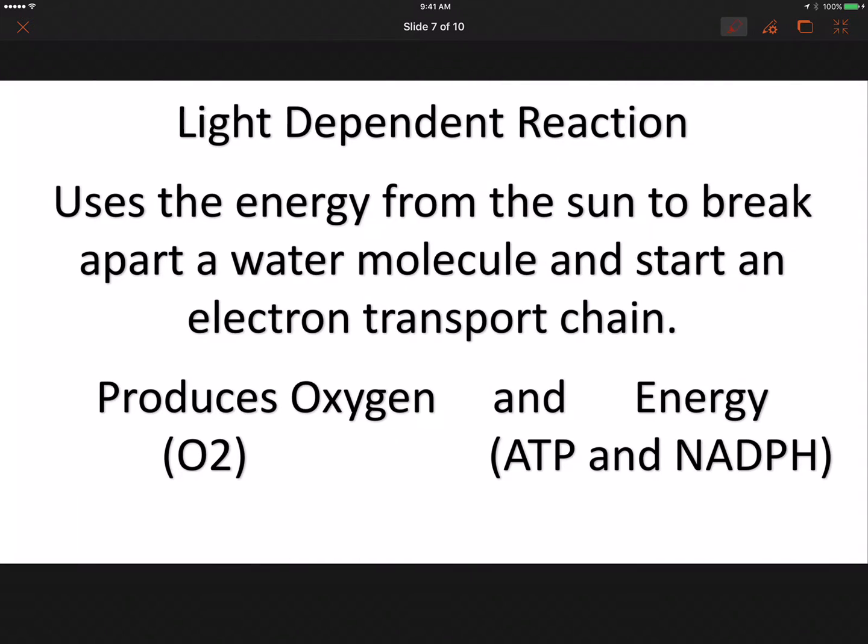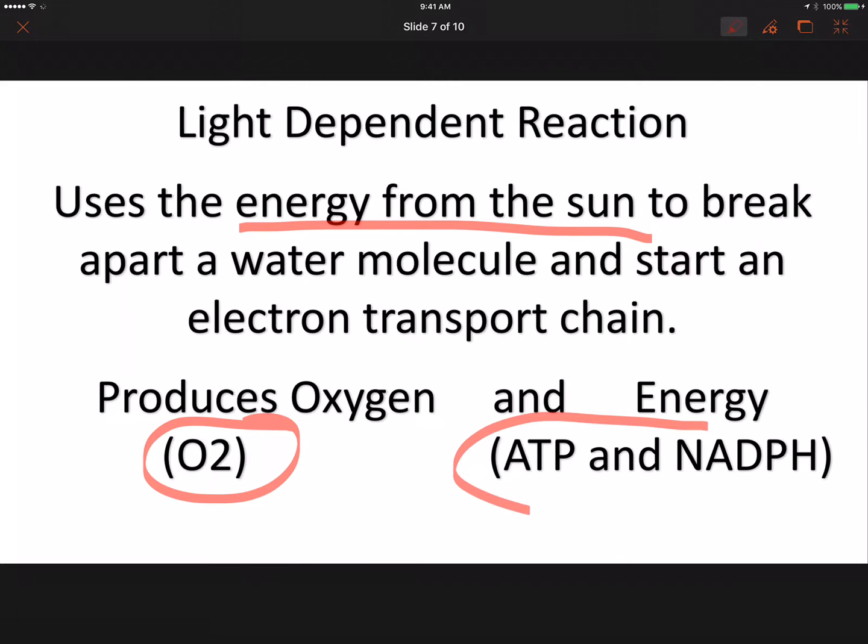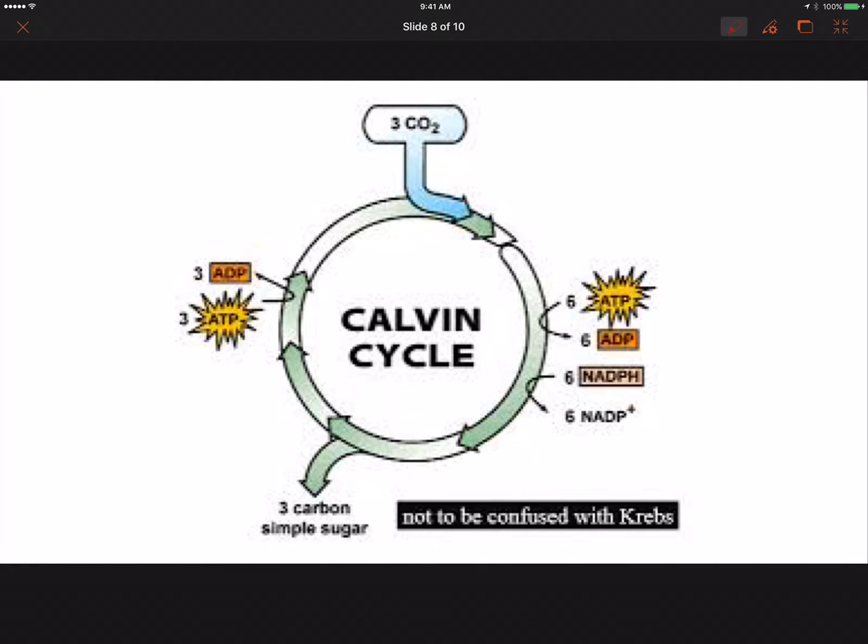Just a quick review, the light-dependent reaction uses energy from the sun to break apart a water molecule and start an electron transport chain. It produces the oxygen that I breathe, and it also produces 2 forms of chemical energy, ATP and NADPH. So here's the second part.